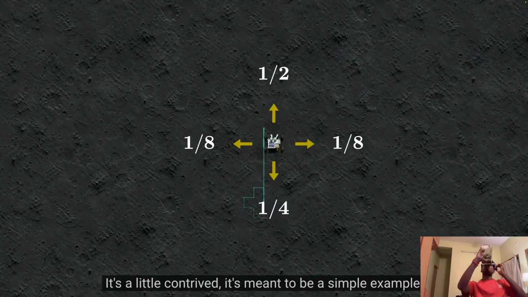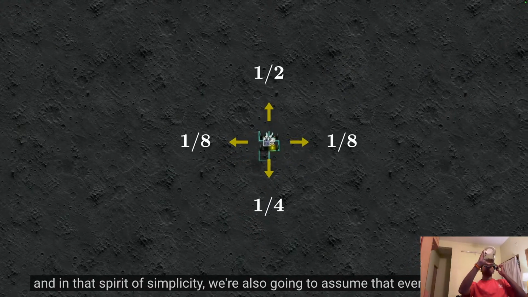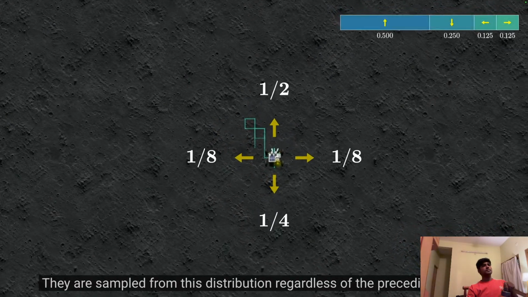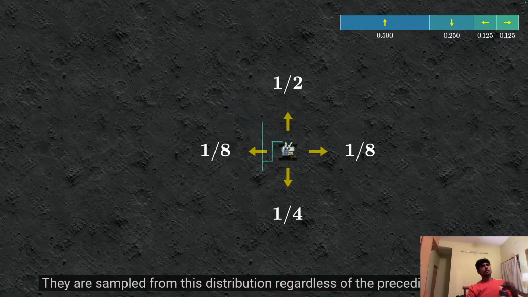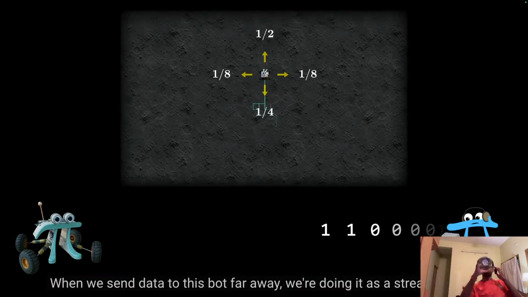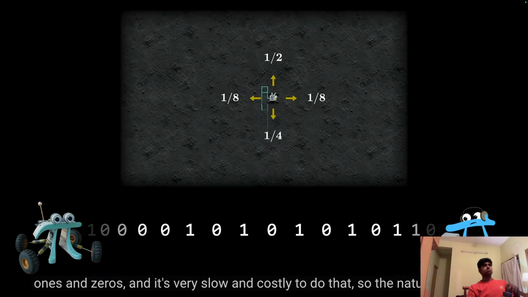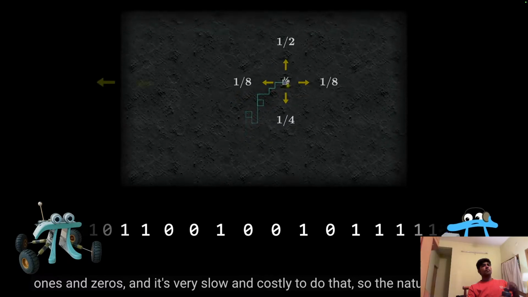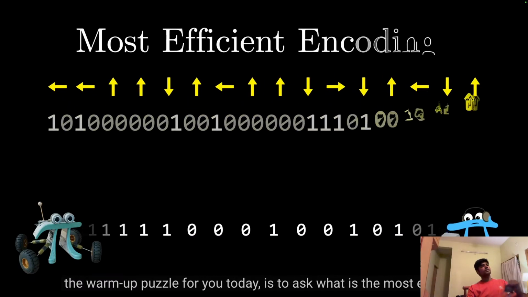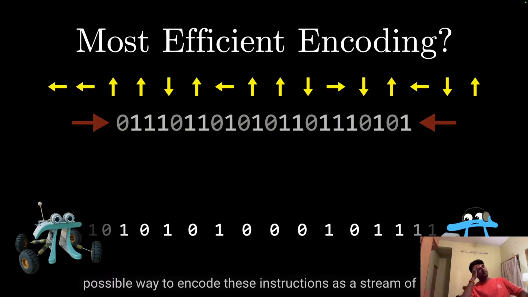It's a little contrived. It's meant to be a simple example. And in that spirit of simplicity, we're also going to assume that every instruction is independent. They are sampled from this distribution regardless of the preceding context. When we send data to the robot far away, we're doing it as a stream of bits, ones and zeros, and it's very slow and costly to do that. So the natural question, the warm-up puzzle for you today, is to ask, what is the most efficient possible way to encode these instructions as a stream of bits?